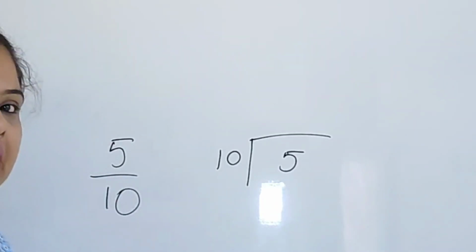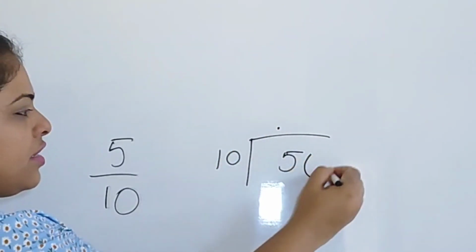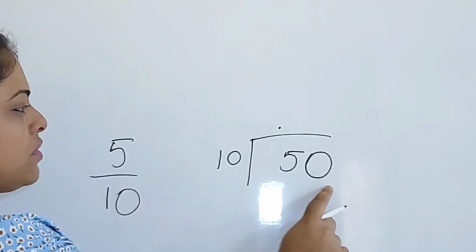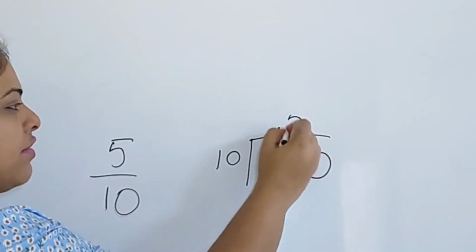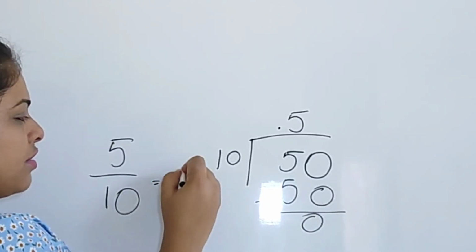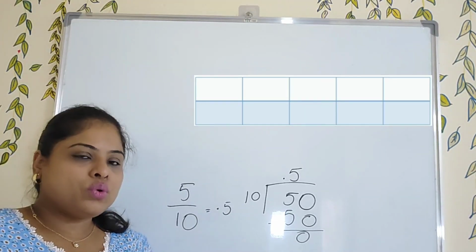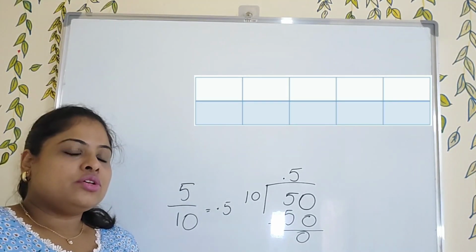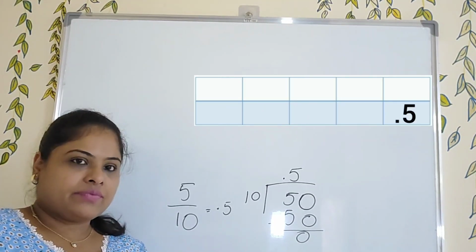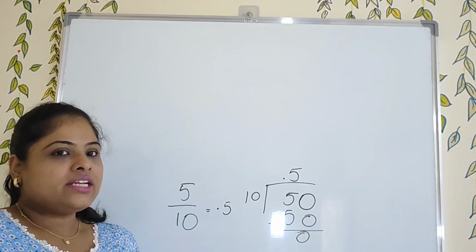Since 5 is smaller than 10, we put a point over here. So when we put a point here, we can write 0. So when we write 0, this whole number becomes 50. What's 10 into 5? 10 into 5 is 50. So the answer is 0.5. But when I use this chart, you can see each shaded portion is 0.1. So if you count each shaded portion, 0.1, 0.2, 0.3, 0.4, 0.5. So we have how many shaded portions? 0.5 shaded portion. This is how we get decimal.